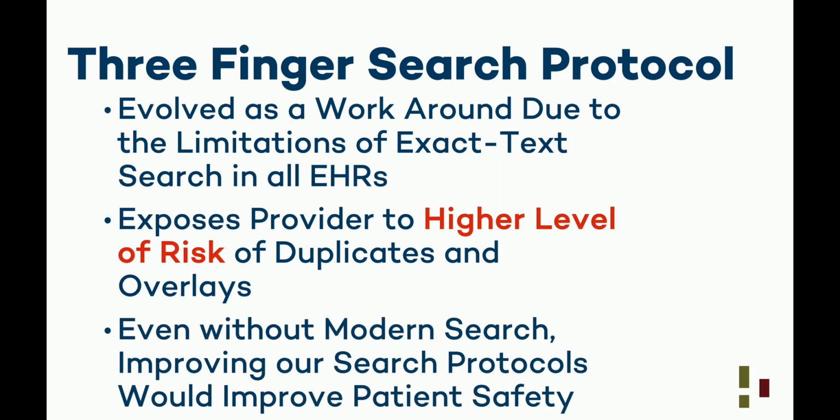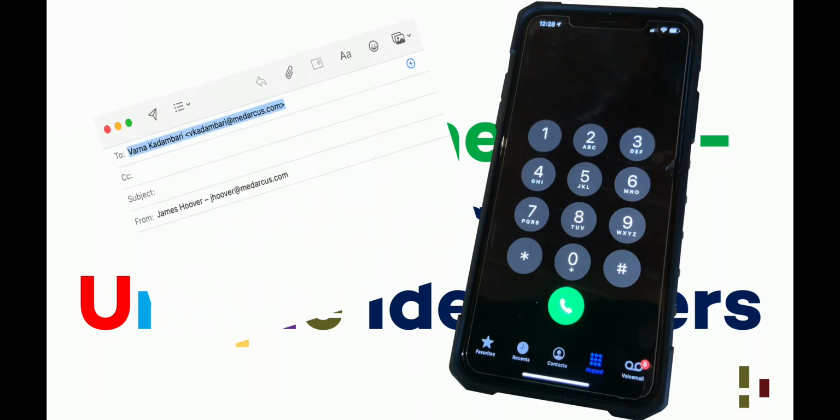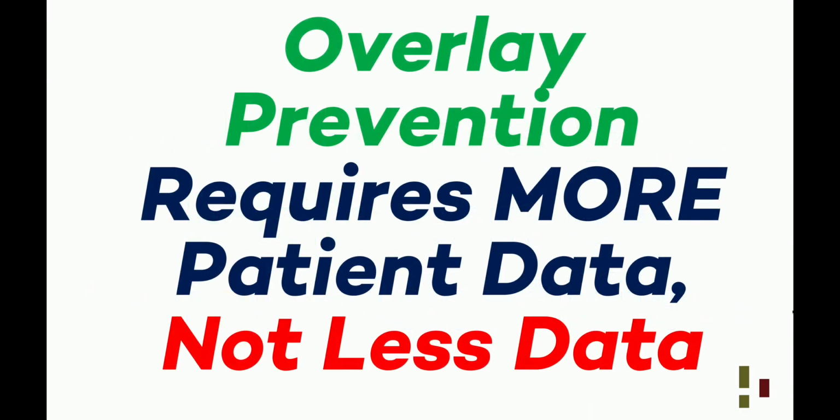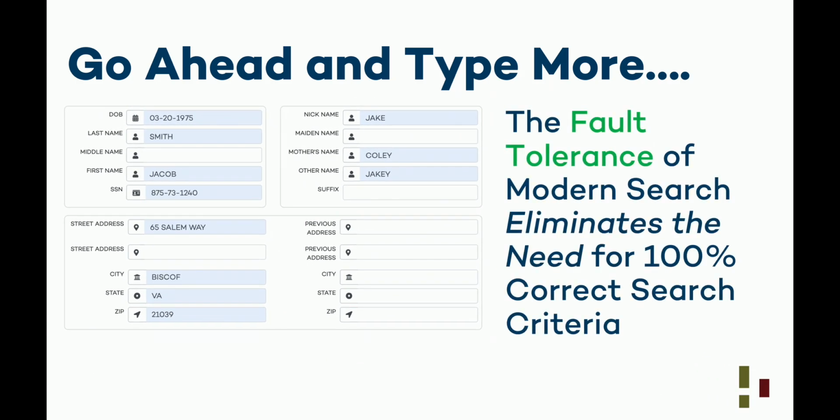And we can improve this protocol even without modern search, if we just were to search on more unique identifiers in the patient MPIs. One of the best practices I have seen are searching for cell phones and emails rather than partial last names and dates of birth, because cell phones and emails tend to be more unique. But in direct contrast to the three-finger search, and to prevent overlays, ironically, the more information you type, the less likely you're going to find the wrong patient, assuming you have a search that works with fault tolerance.